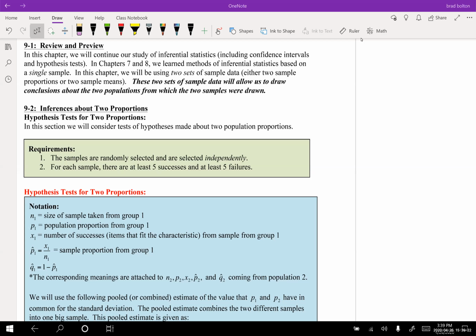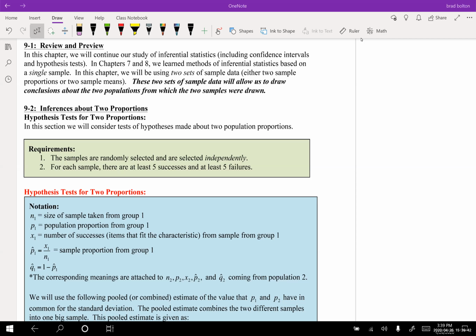Okay, let's start chapter 9. So for chapter 9, we're going to be dealing with two samples. Sometimes the data will be pooled, sometimes we'll use unpooled. It really depends on the problem. There's also some debate on which one is better used in each situation, or which one's safer.